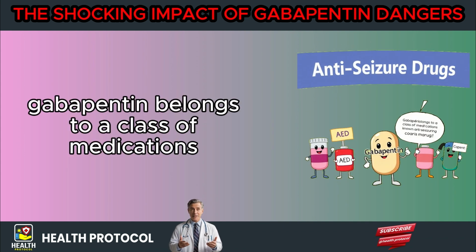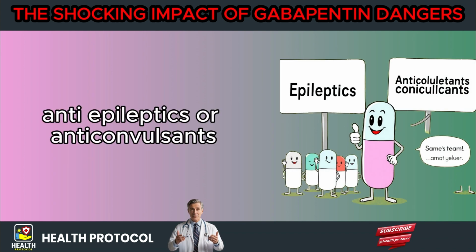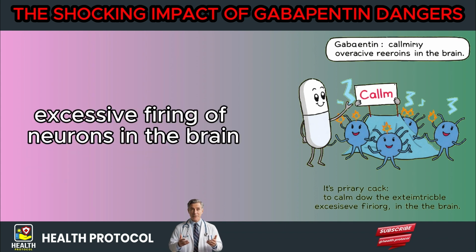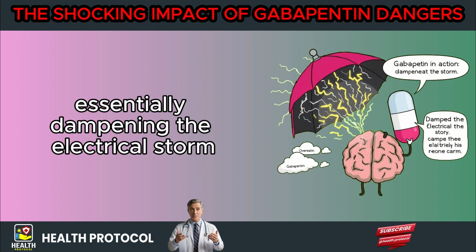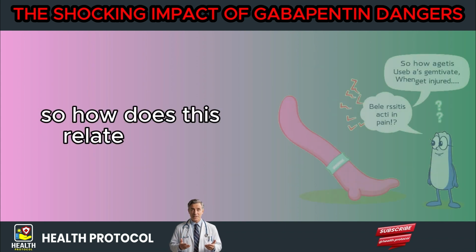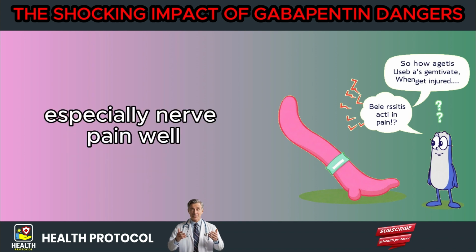Gabapentin belongs to a class of medications known as anti-seizure drugs, anti-epileptics, or anticonvulsants. Its primary action is to calm down this excessive firing of neurons in the brain, essentially dampening the electrical storm and preventing or stopping a seizure. So, how does this relate to pain, especially nerve pain?